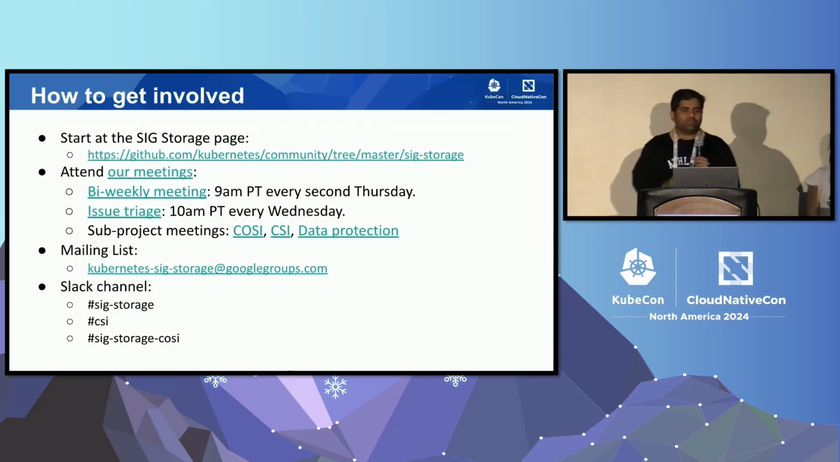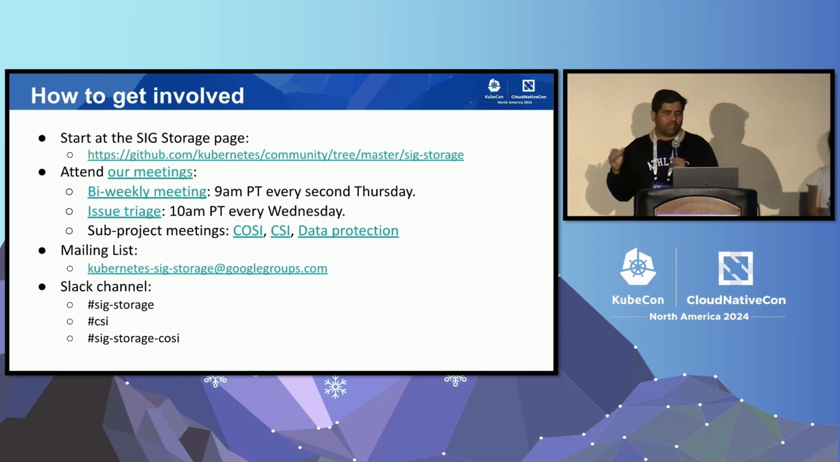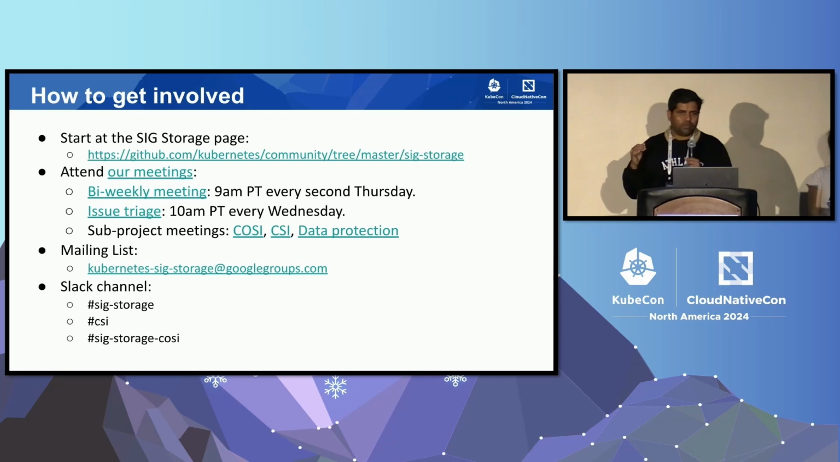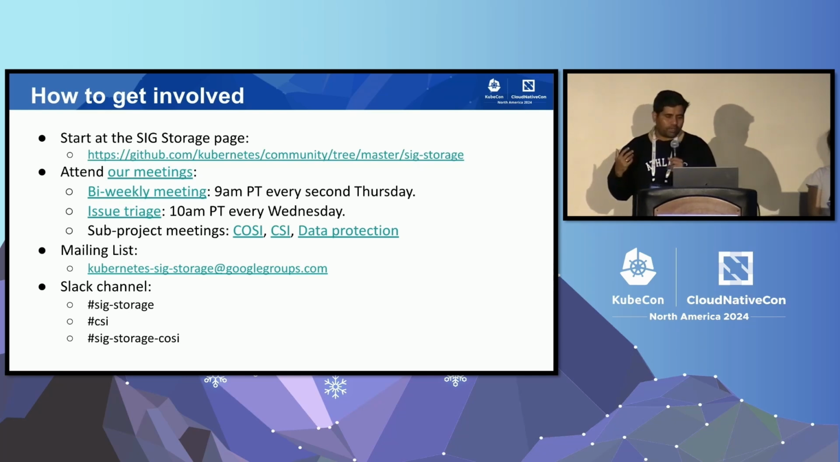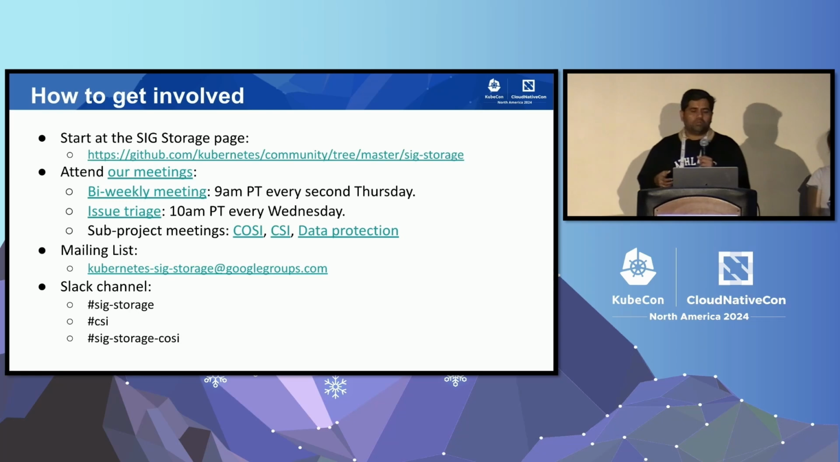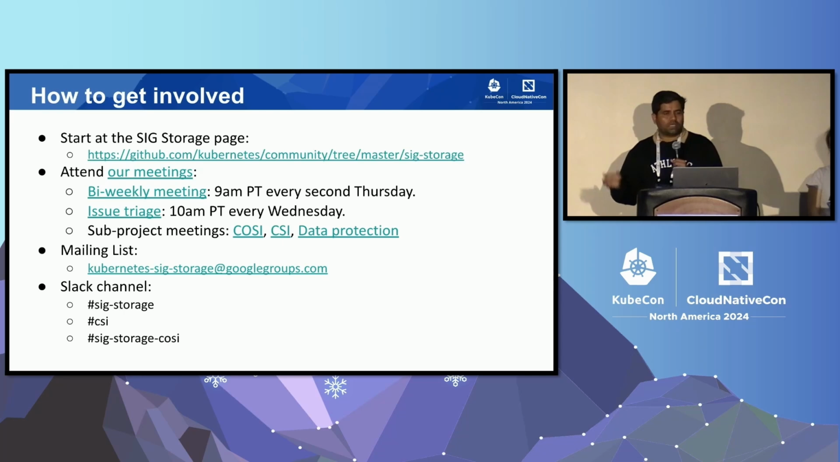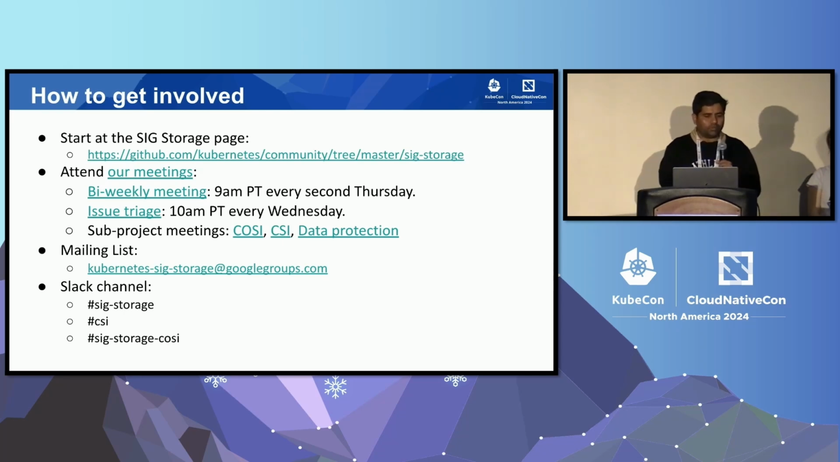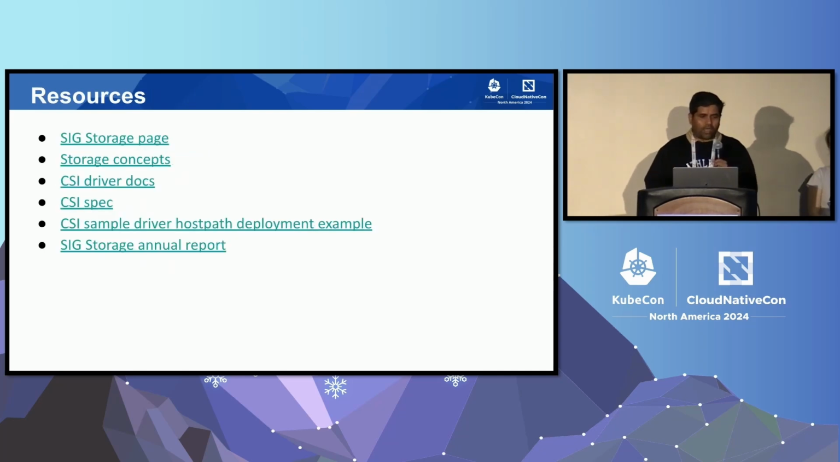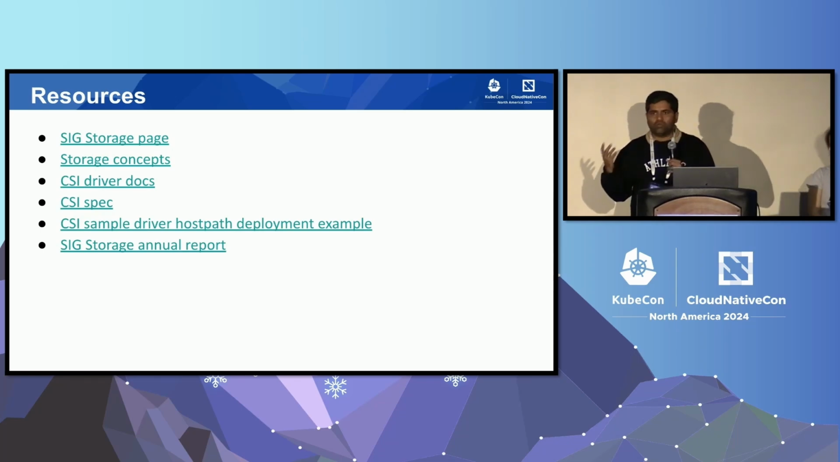So we have the SIG Storage page here, and we have a bi-weekly meeting every Thursday at 9 a.m. Pacific time. Then we have an issue triage meeting where we discuss whatever issues have been raised in Kubernetes against storage, at 10 a.m. Pacific time every Wednesday. Then we have some sub-project meetings for container object storage, CSI, and data protection. We have a mailing list that you can join. We have 3 different Slack channels that you can join where you can ask us any questions you might have. And these are the resource pages which you can use for getting more information or reading documentation. That's all we had.